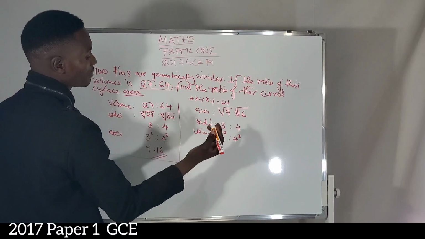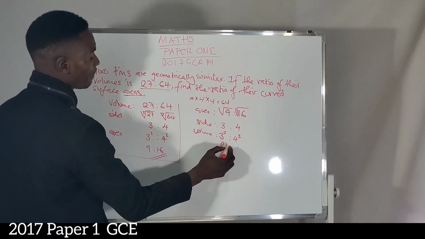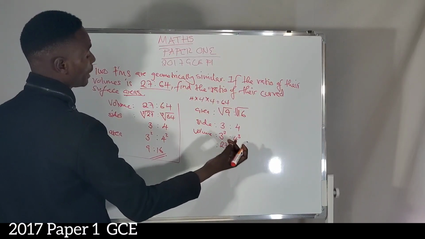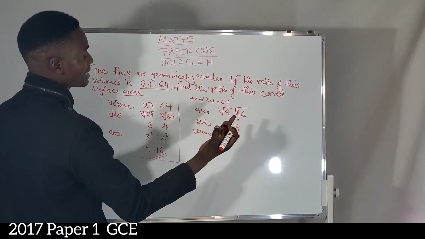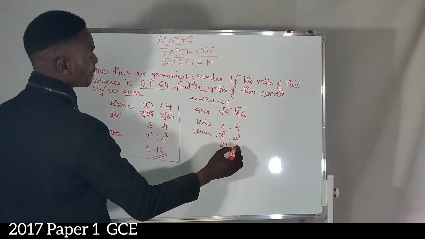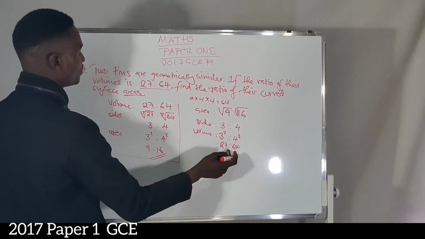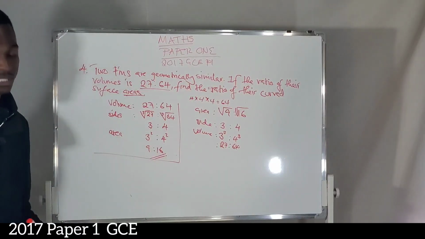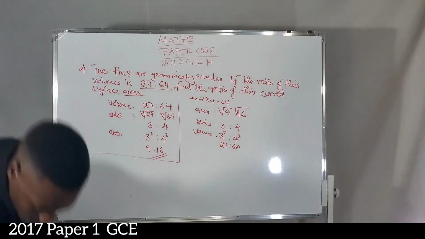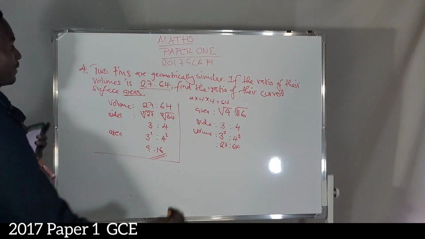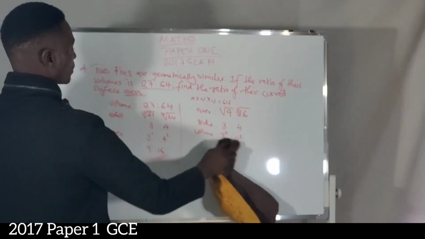3 cubed is 3 times 3 times 3, which is 27. 4 cubed is 4 times 4 times 4, which is 4 times 4, 16. 16 times 4 is 64. You see, it's still giving us the answer. So 9 to 16 is correct. Let's go to question 5.